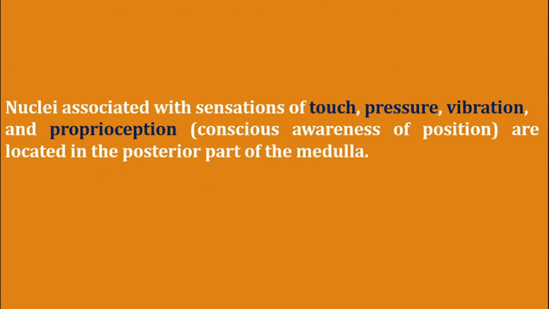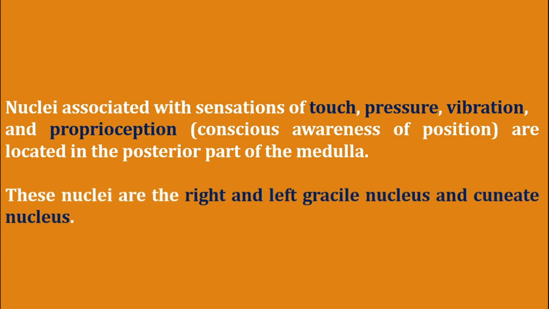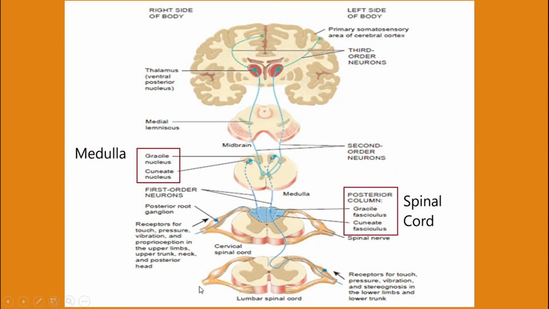Moving on to the nuclei present in the posterior part of medulla. So, nuclei associated with sensations of touch, pressure, vibration, and proprioception are located in the posterior part of the medulla. These nuclei are the gracile nucleus and cuneate nucleus, present on both right and left side. Here, in the image, you can see the gracile and cuneate nucleus in medulla, which are receiving impulses from the spinal cord, specifically from the gracile fasciculus and cuneate fasciculus of the spinal cord.